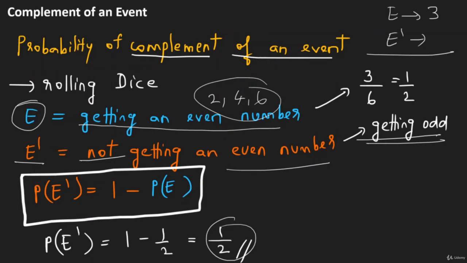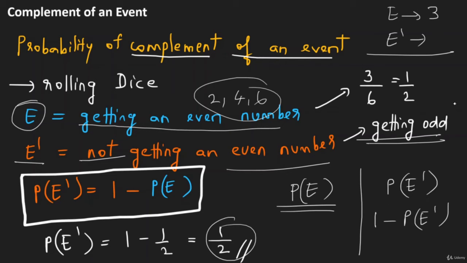Now, in many cases, it's possible to calculate either the probability of the given criteria, or you could find the probability of not getting the given criteria and you can do 1 minus P of E dash to get P of E. Now in many cases this approach will give you the answer much faster. We will see that in some example questions.